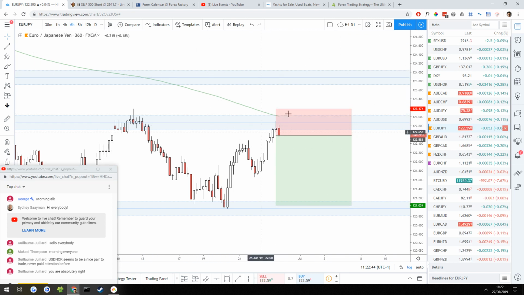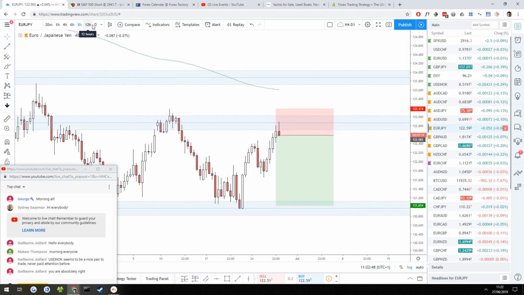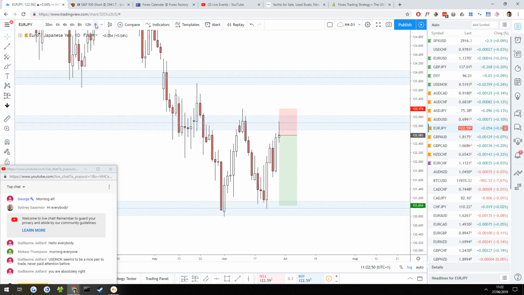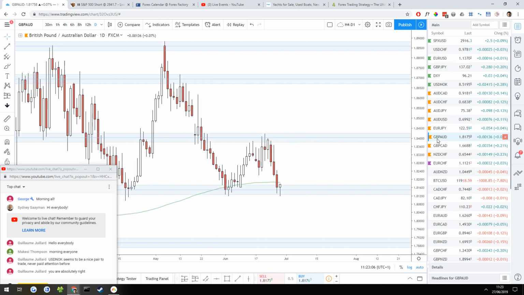On the 6 hour, Euro JPY is triggering right now. If you want to be a bit more patient, wait for the daily chart tomorrow. And if you want to be extra patient and skip the G20 like I'm doing, wait for the daily chart on Monday. So you have a lot of different options here. Choose which one you think is best for you.